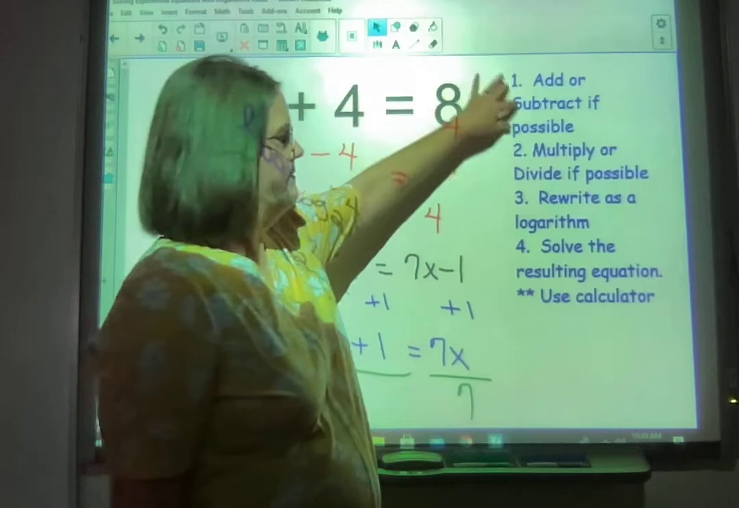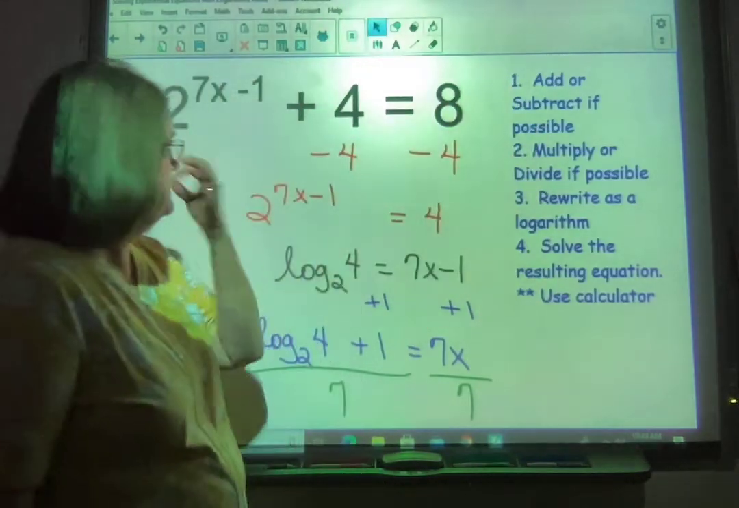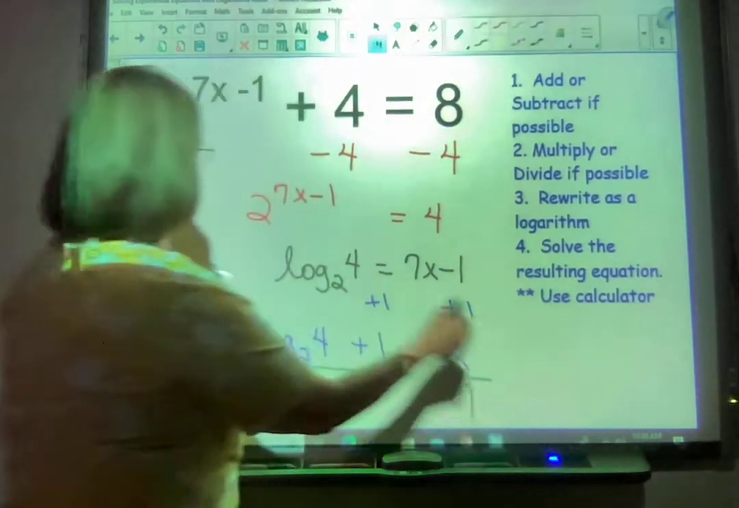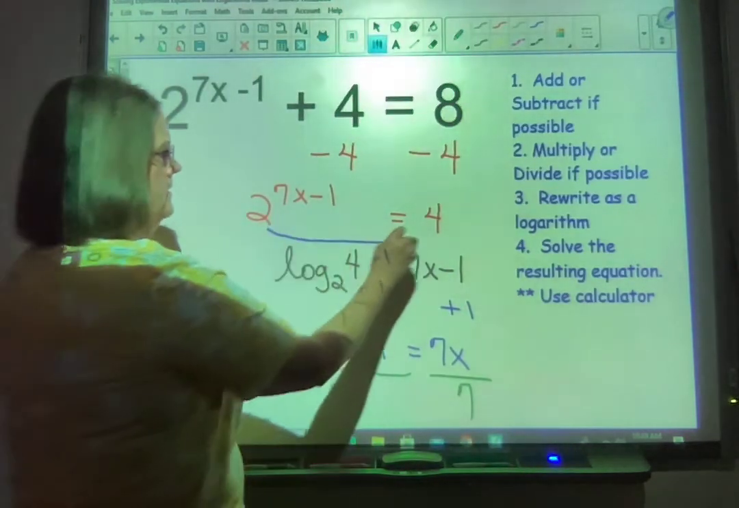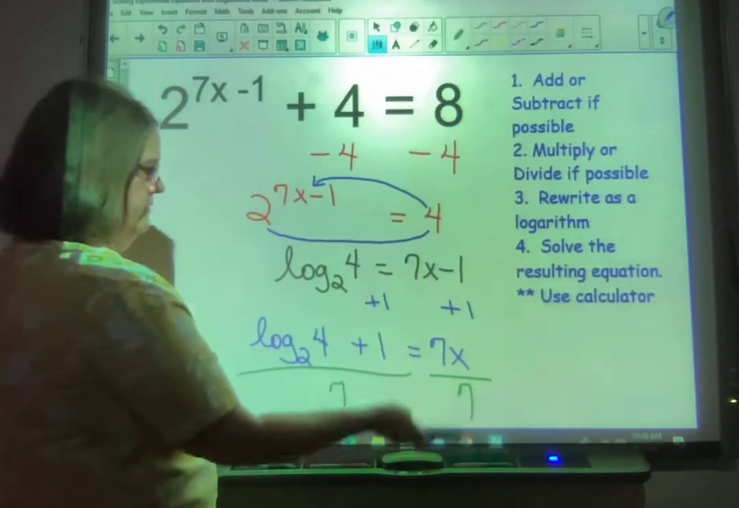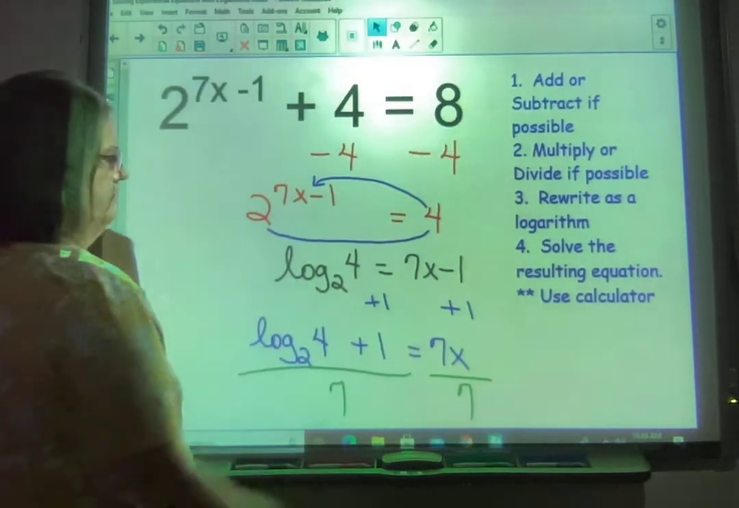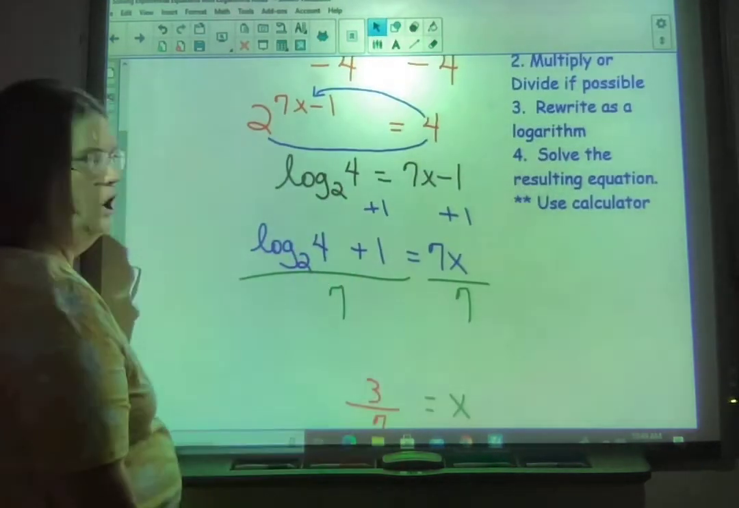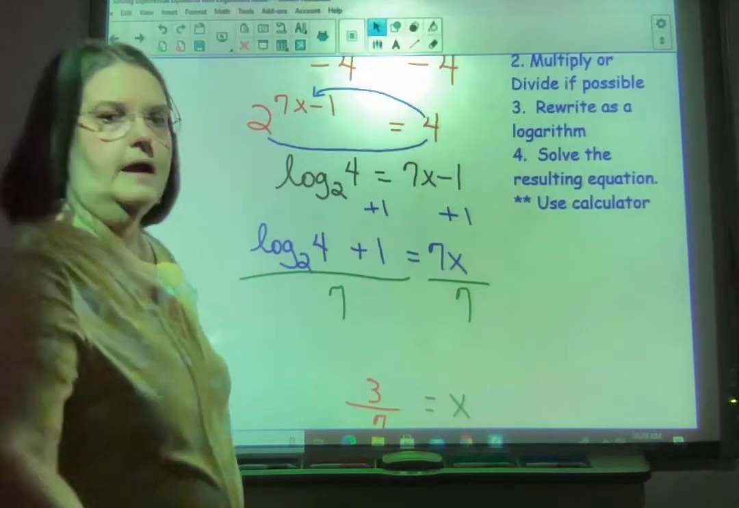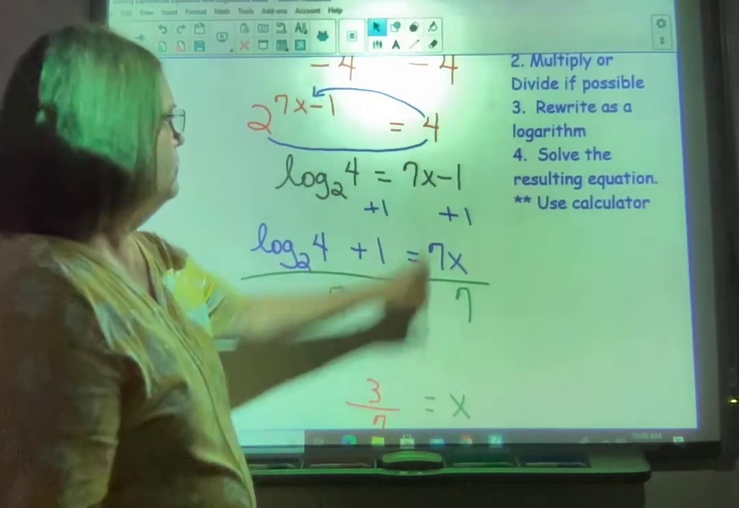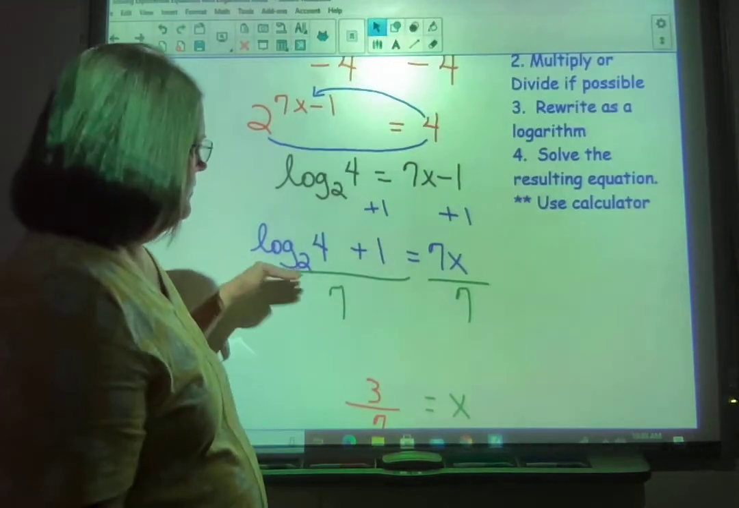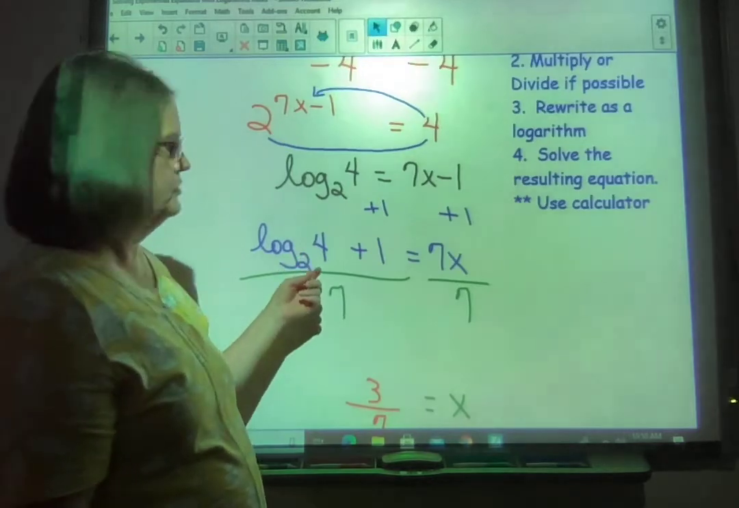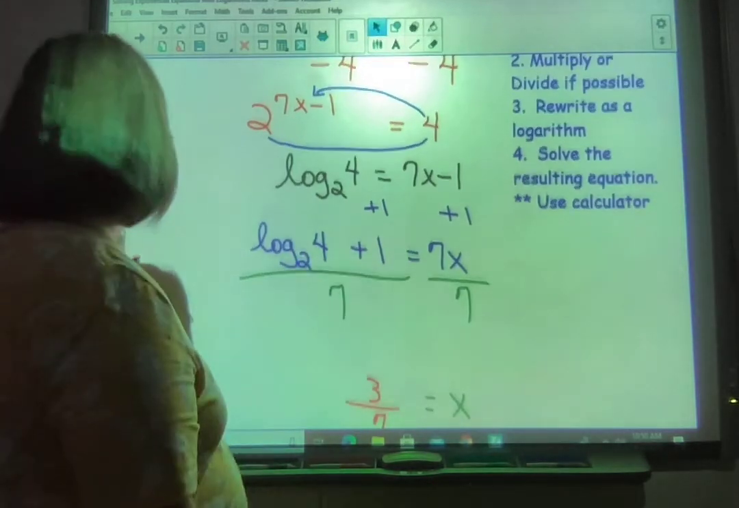All right, it's just another problem that's exactly the same. I kept the steps over here. You want to add or subtract, so we subtracted 4, that gives us 4. We rewrite it as a logarithm because there just isn't anything to multiply or divide by here, so log base 2 of 4. Now you could write this one in because it's an integer, that's 2, but I left it alone like I did the other one. And then you add 1 to both sides, and so you take this and put this in your calculator. 2 plus 1 is 3. Log base 2 of 4 is 2. 2 plus 1 is 3 over 7, so your answer is 3/7.